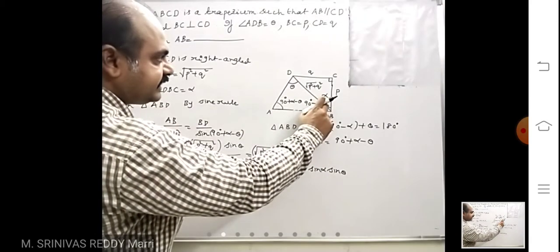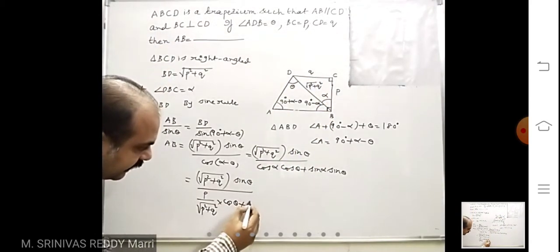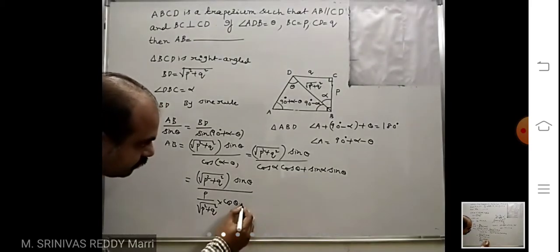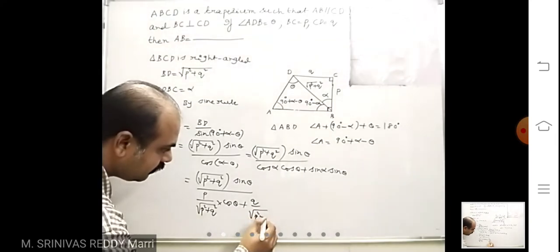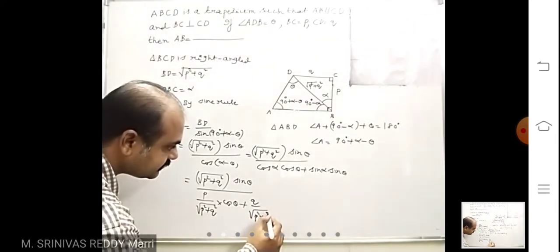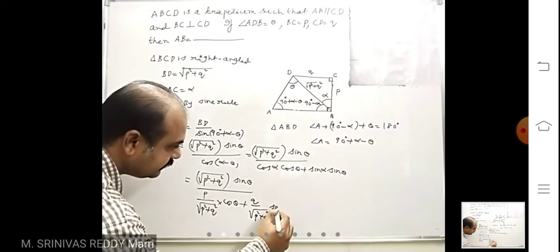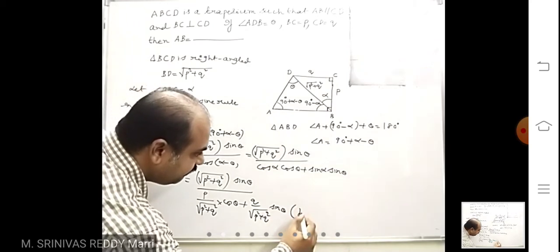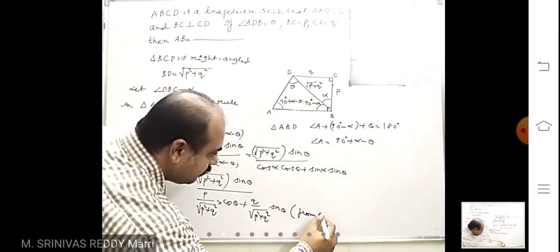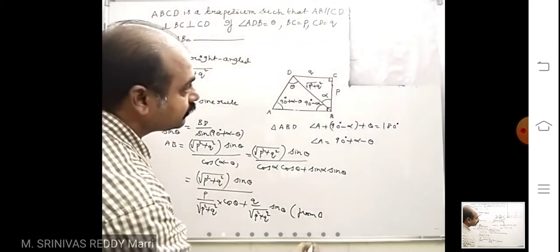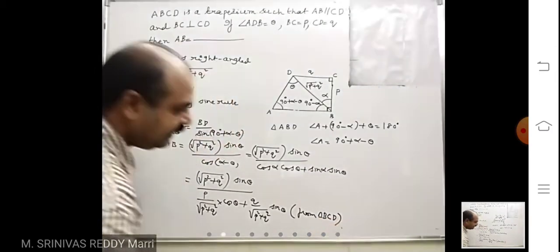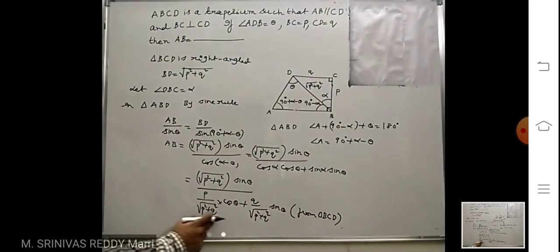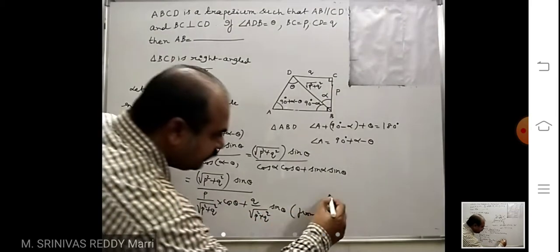Sin alpha is nothing but Q divided by root of P square plus Q square into sin theta. This I have written from triangle BCD. Now look at here, common LCM, this will come up.